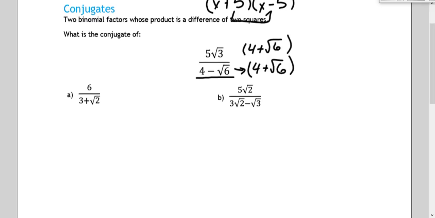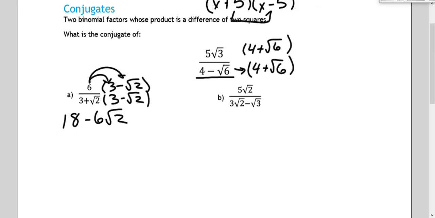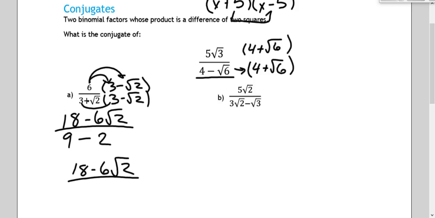So if I'm trying to find the conjugate of this, it's simply 3 minus root 2. Whatever you do to the top, you must do to the bottom, and vice versa. So then you apply this in. So that's 18 minus 6 root 2 all over 3 multiplied by 3 is 9 minus 2. So then that leaves us with 18 minus 6 root 2 all over 7. Because this cancels here, because a square root multiplied by a square root gets rid of it.